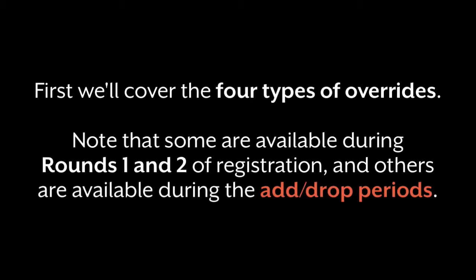Instructor overrides. Overrides are granted to students individually, which then allows them to register for a course in Polaris. First, we'll cover the 4 types of overrides. Note that some are available during rounds 1 and 2 of registration, and others are available during the add-drop periods.